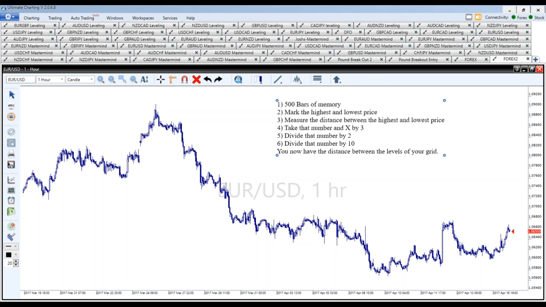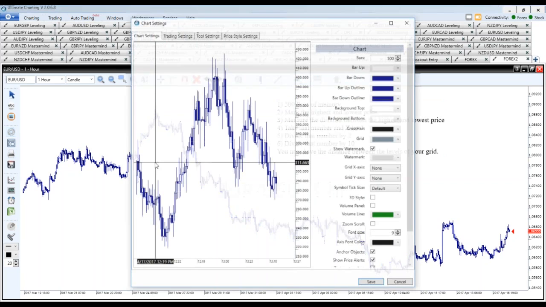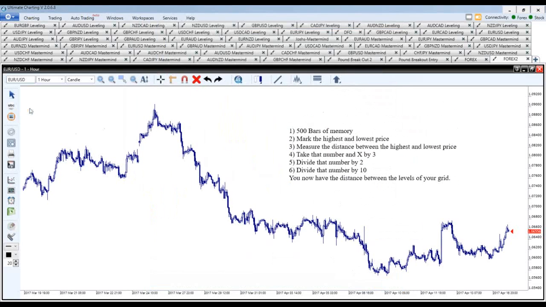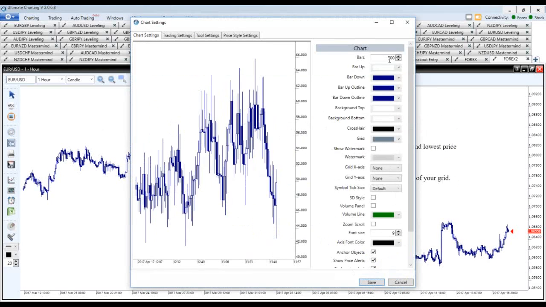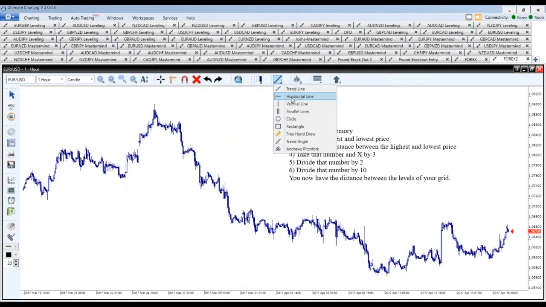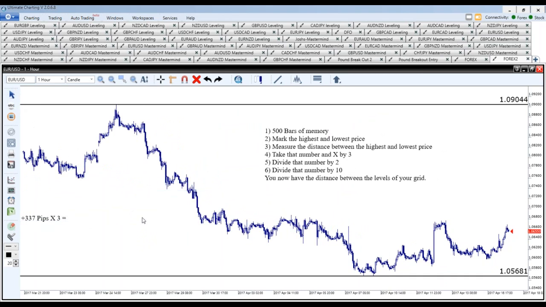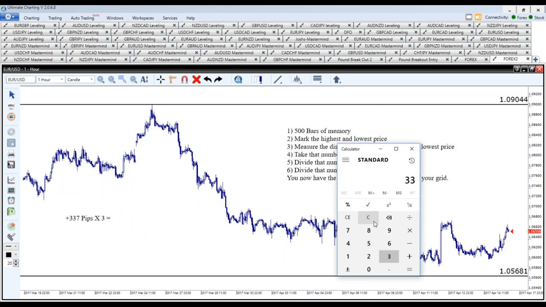Okay, let's do that together. Let's walk you through the steps. Step 1, 500 bars memory. Check. Step 2, find the highest point and find the lowest point. Check. Step 3, measure the distance. That distance is 337 pips. Now, times that number by 3. 337 times 3 is 1,011.